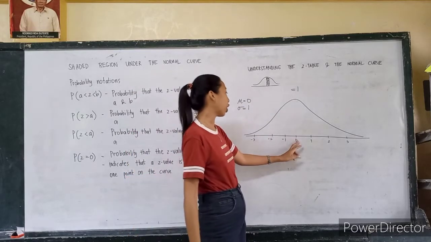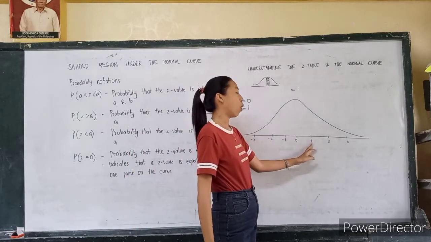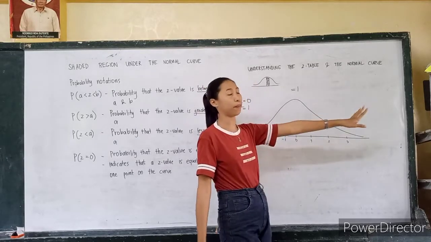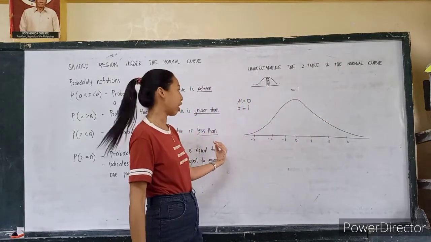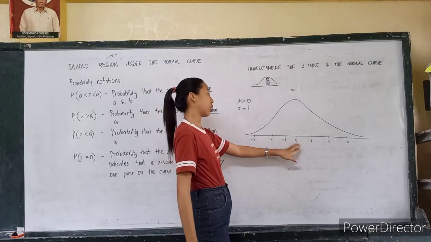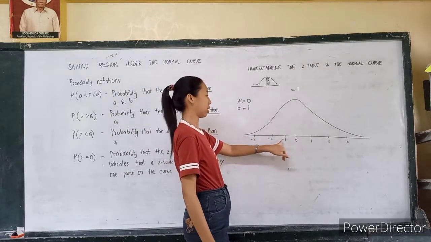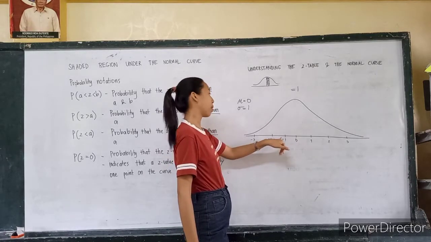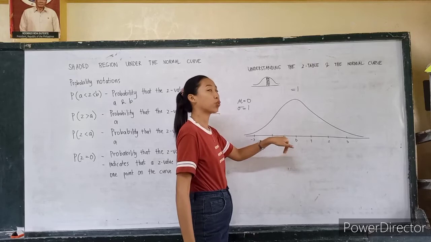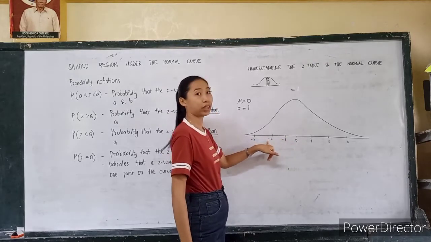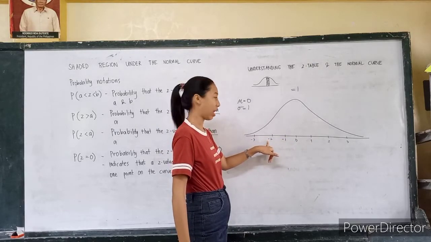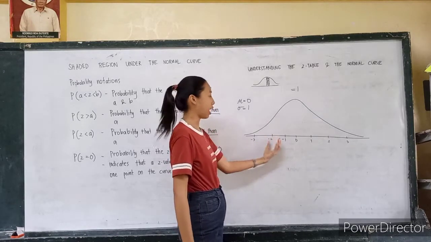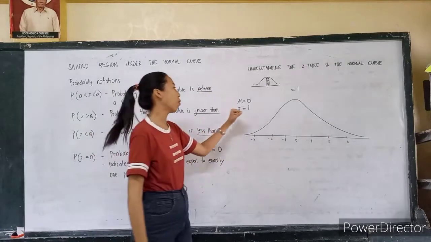That is why from 0, mag-add kag 1, 1. 1 plus 1, 2. 2 plus 1, 3. And so on. Whereas on the other side, here on the left side, you can see that 0 minus 1 is negative 1. Negative 1 minus 1 is negative 2. And then, negative 2 minus 1 is negative 3. And so on. Okay?